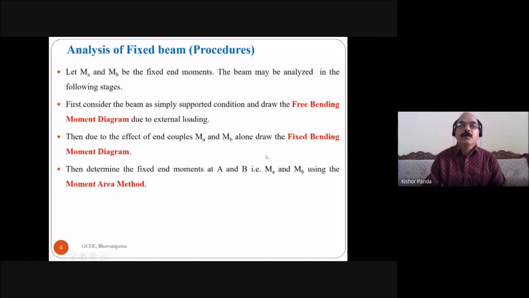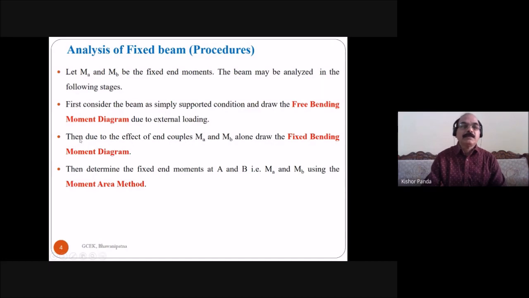So you have to remember this and apply it here in the case of a fixed beam. First you have to make the beam simply supported, then draw the free bending moment diagram, which is also called the simply supported bending moment diagram. This is due to external loading.